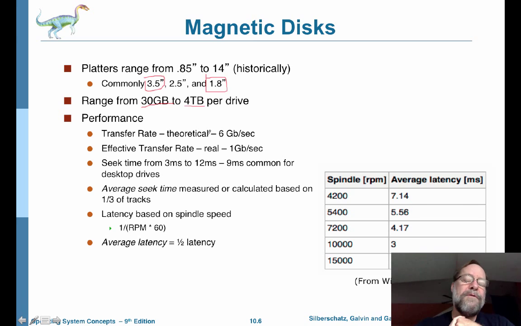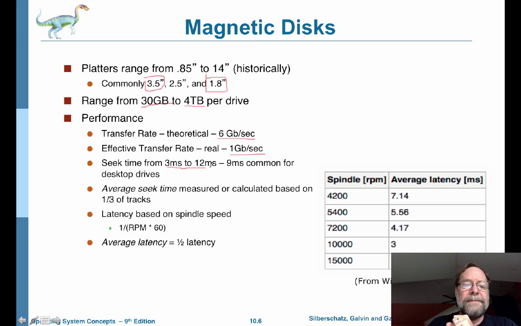Theoretically, if you look at the back of a box for a hard drive, they're trying to sell it to you, they're going to say something like the transfer rate is 6 gigabytes per second. If you actually measure the realizable speed, it's going to be much closer to 1 gigabit per second, which is still very, very fast, but not as fast as the advertisements might say.